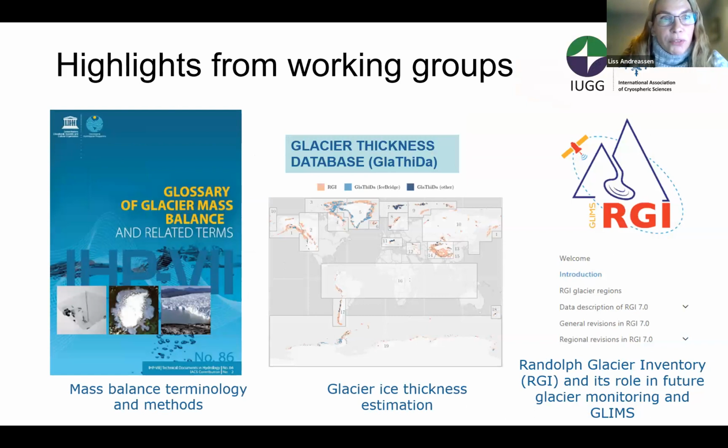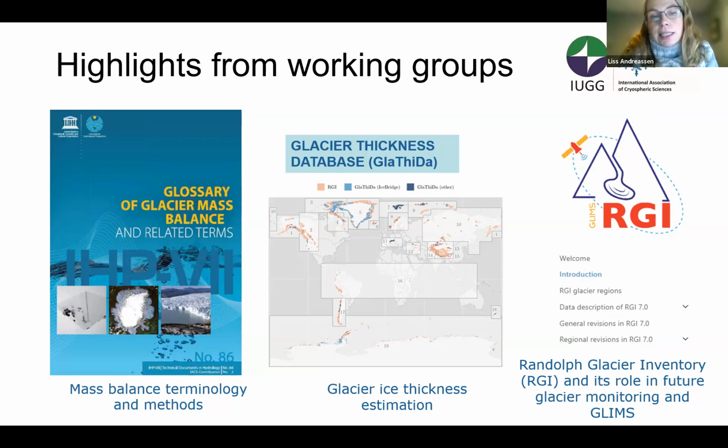I want to mention some of the highlights from working groups. This is not representing all the work that the IACS working groups have done, just some examples. The mass balance terminology and methods working group, as I mentioned, produced the glossary of glacier mass balance and related terms. At least I use it a lot, and I see also others refer to it. It's a very good work published in 2011.